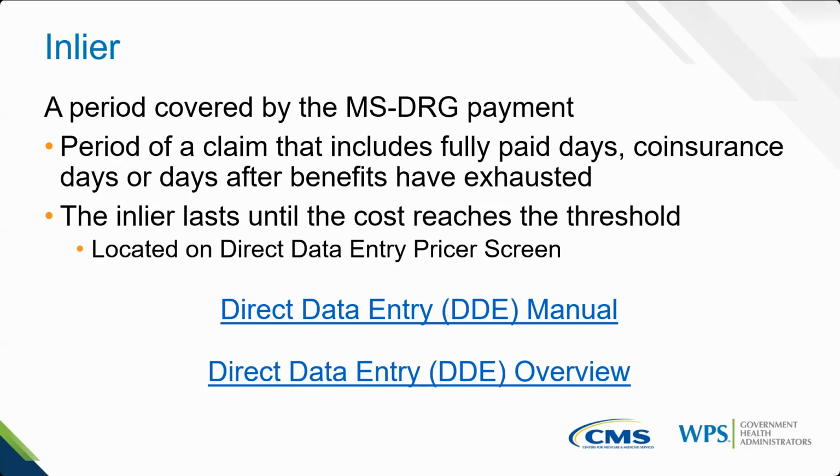A couple people have asked for some additional resources on how to locate those inlier amounts and what actually is the price of the inlier days. That's all done in the direct data entry. Hopefully you have access to this. If you don't, it is a system you can access through the fiscal intermediary standard or shared system, the Part A system, and you have to be granted access, all of that. But there's a screen in there called the pricer screen. The pricer screen is what tells you what is considered an inlier and at what point a claim, when you reach a dollar amount, will become an outlier.